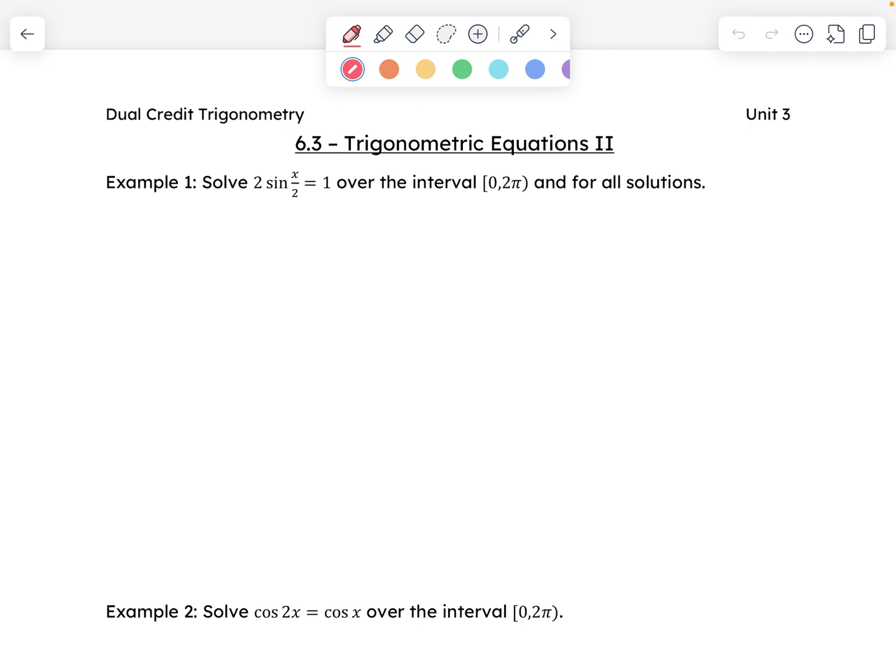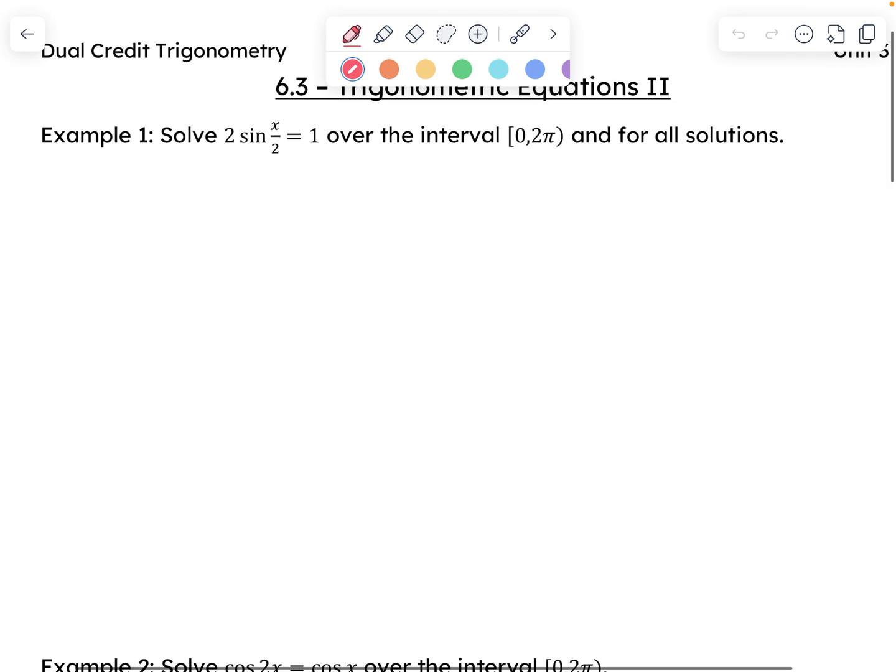So what's a little bit different this time is it's not just x inside of our sine, cosine, tangent, whatever our trig equation is. This time we might have sine of x over 2 or sine of 2x or something like that. So if I'm looking at our first example, we have 2 sine of x over 2 equals 1. So it says solve it over the interval 0 to 2 pi and for all solutions.